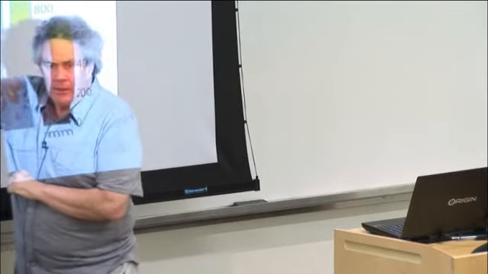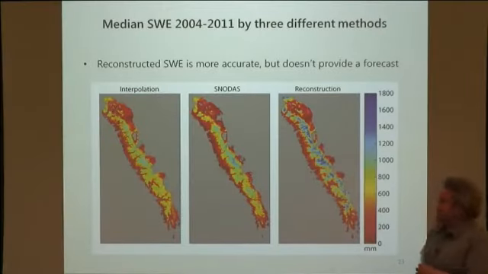And the second way is there's a numerical weather model called SNODAS, the Snow Data Assimilation System that NOAA runs out of the Boulder office. And that's based on whatever they can get. They use satellite data, they use surface measurements, they use numerical weather forecasting. And this is what we get from the reconstruction method.